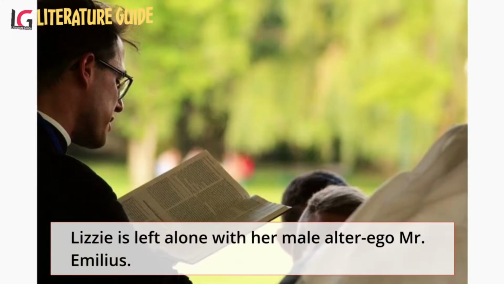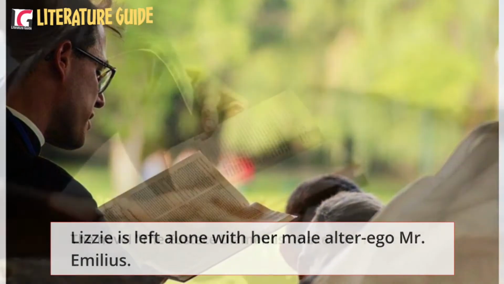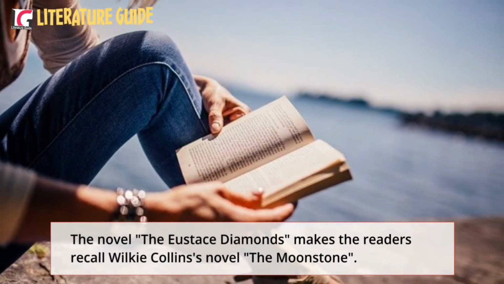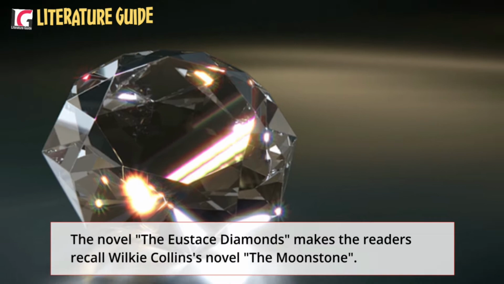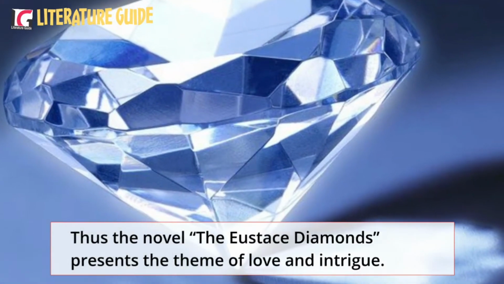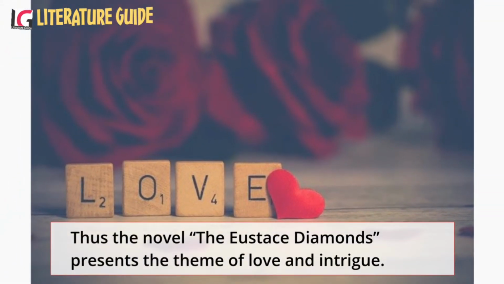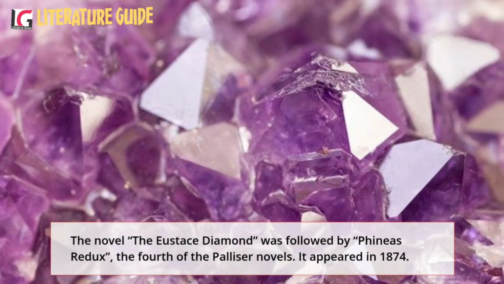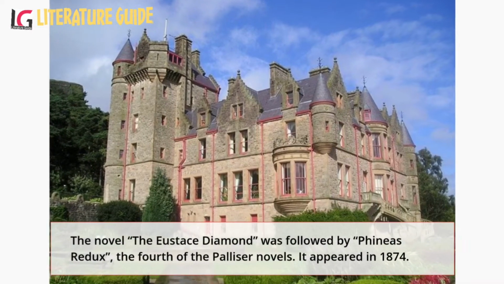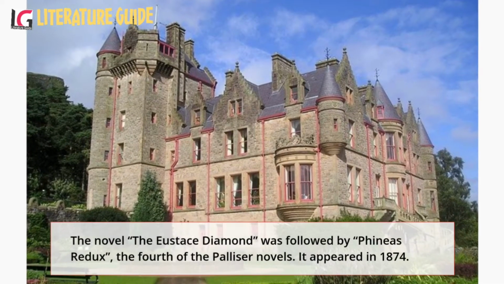Lizzie is left alone with her male alter ego Mr. Emilius. The novel The Eustace Diamonds makes the readers recall Wilkie Collins's novel The Moonstone. Thus the novel The Eustace Diamonds presents the theme of love and intrigue. The novel The Eustace Diamonds was followed by Phineas Redux, the fourth of the Palliser novels.